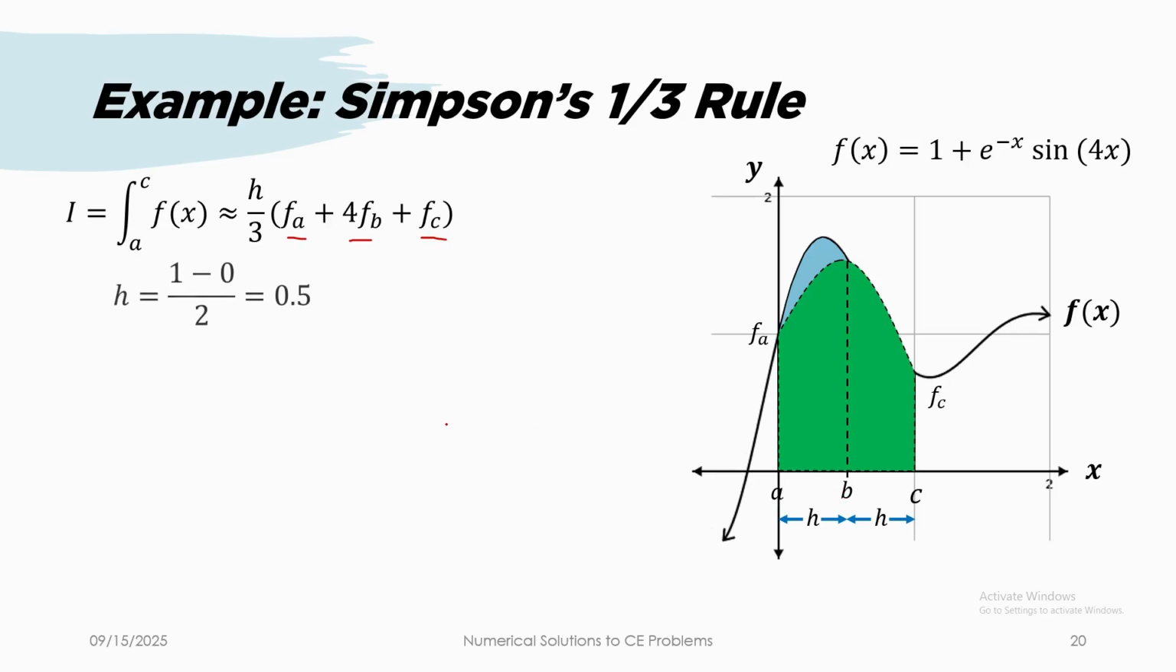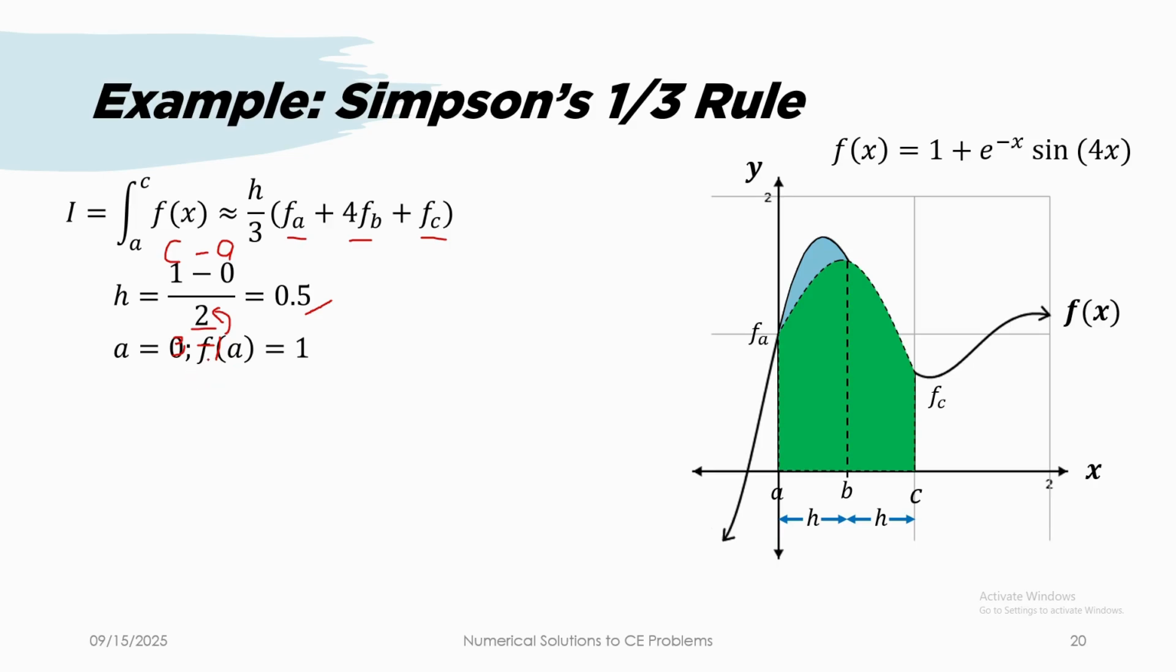So that would be 1 minus 0. So that's the end node, this is c, minus the other end node, so that's a, divided by n minus 1. So we're using 3 nodes minus 1. That's 2. We're subdividing it into 2 equal parts. That would be 0.5. So we have h. Now we can get also a, b, and c.